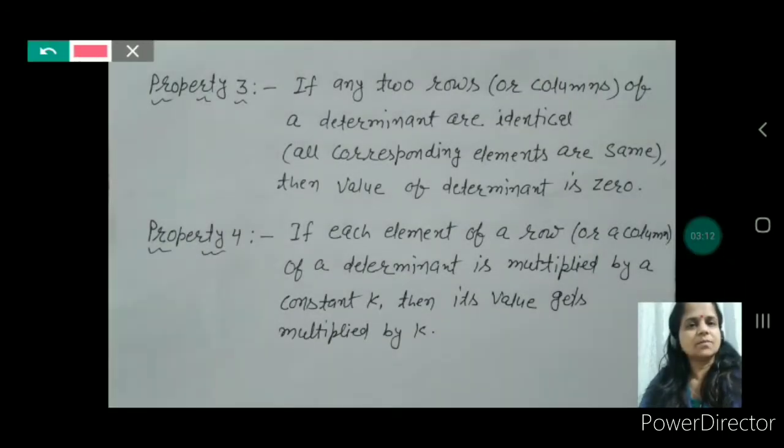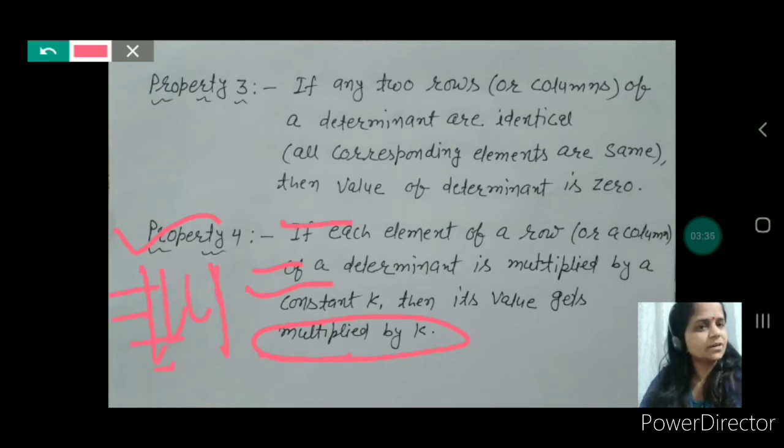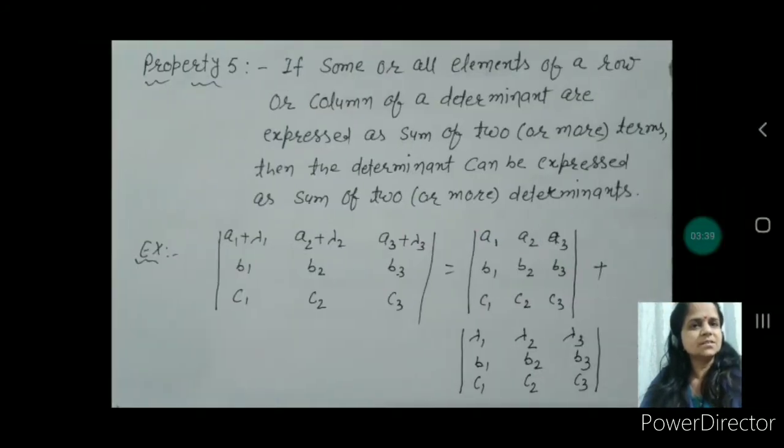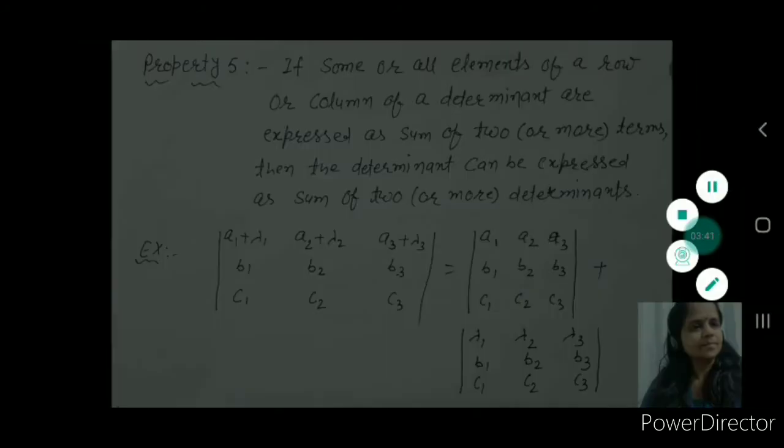Now property 4. If each element of a row or column of a determinant is multiplied by a constant k, then its value gets multiplied by k. It means there is a common element in a row or column of the determinant. We will apply all these properties in solving the questions.